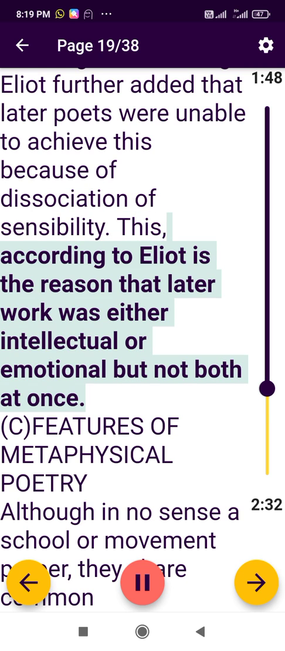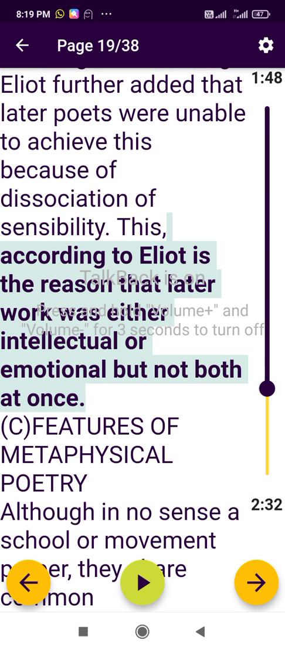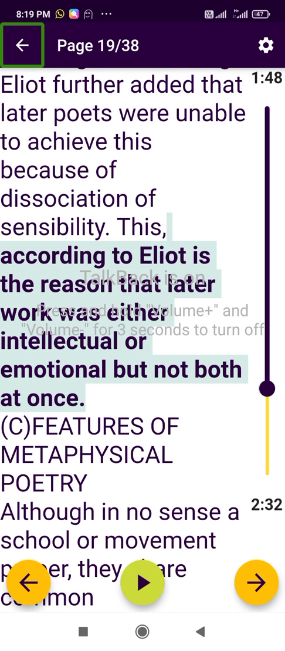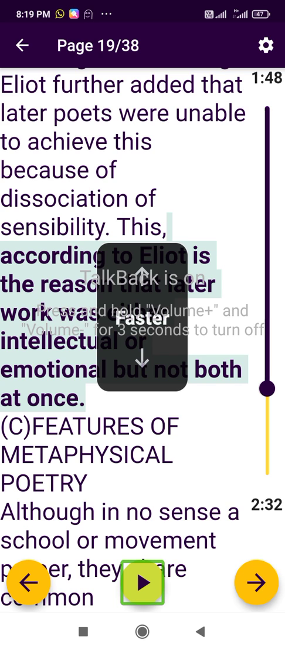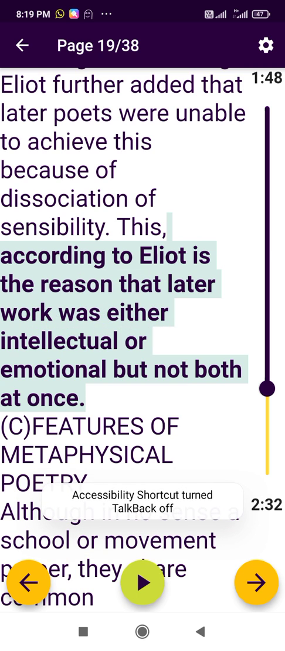This, according to Eliot, is the reason that later work was either... According to Eliot, is the reason that later work was either intellectual or emotional.